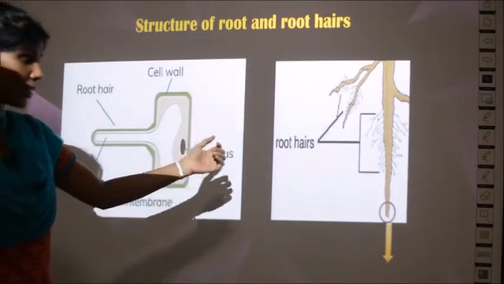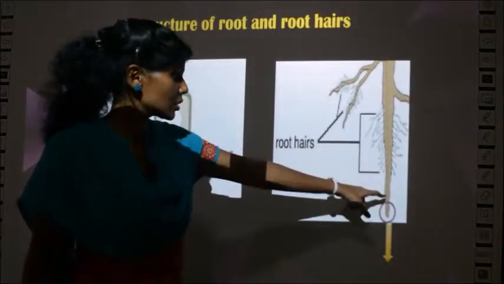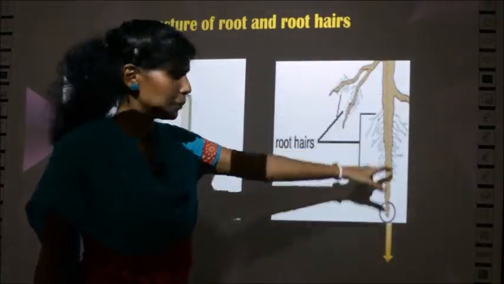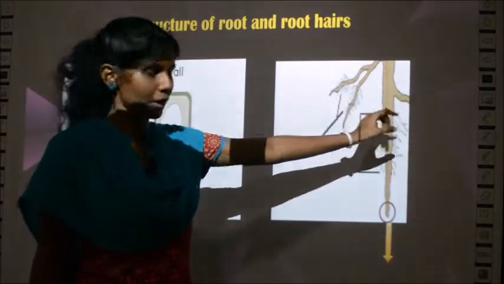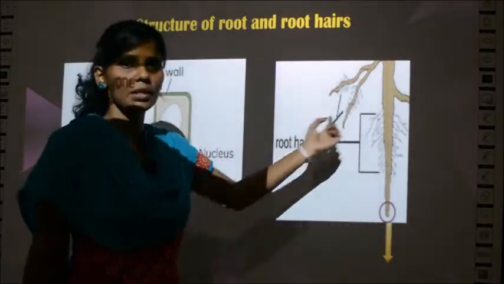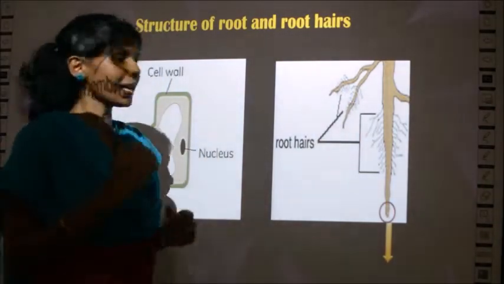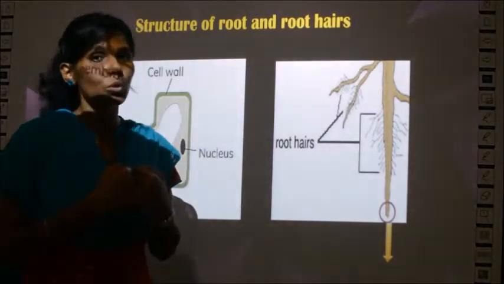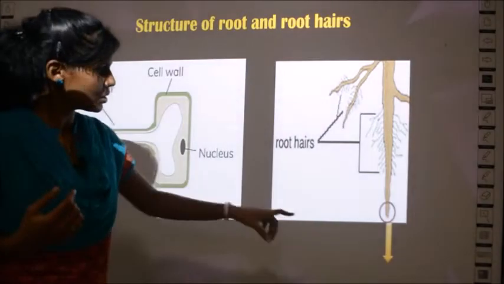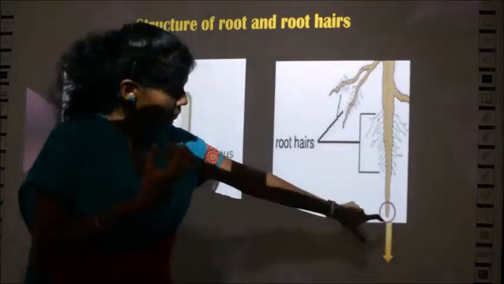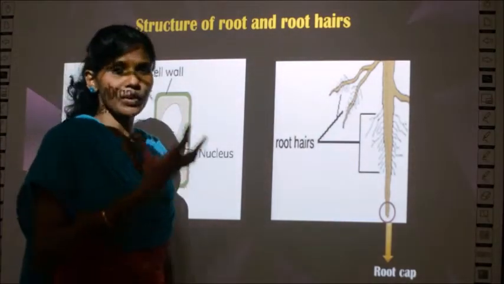Where are the root hairs? Can you see some small hair-like structures in this? Actually this is called the primary root. The thick portion is called the primary root and these are called secondary roots. From the primary roots and secondary roots you can see small hair-like structures, and these hair-like structures are called root hairs. You also have something at the tip of the root. It is called the root cap. The tip of the root has a root cap.